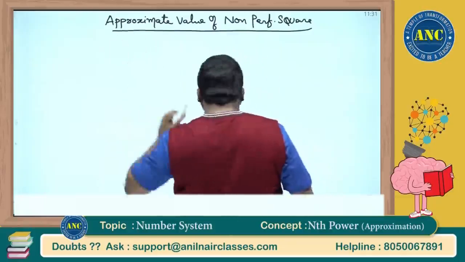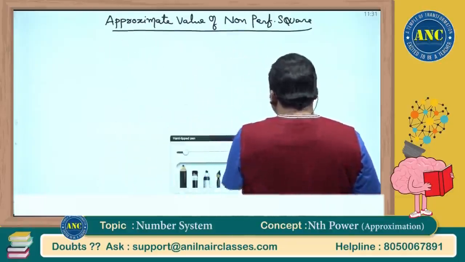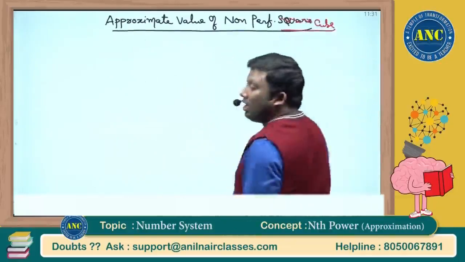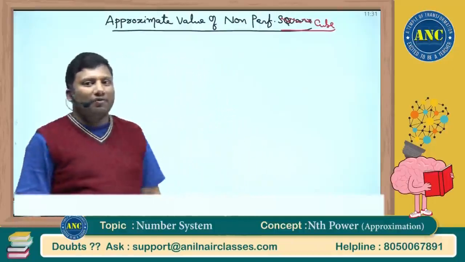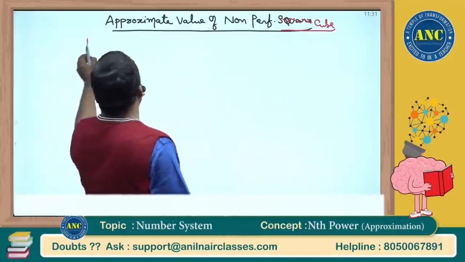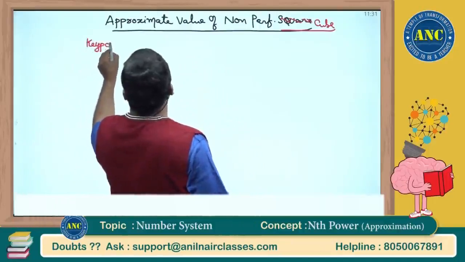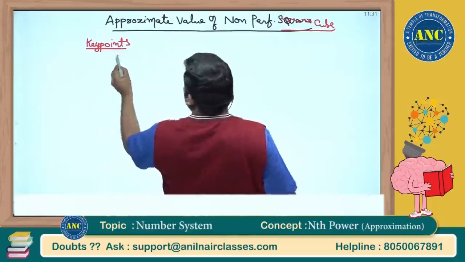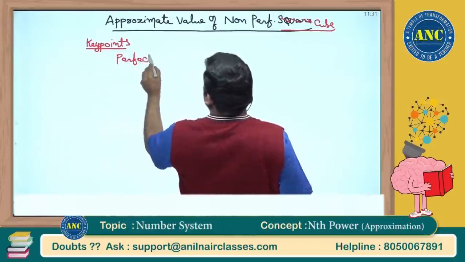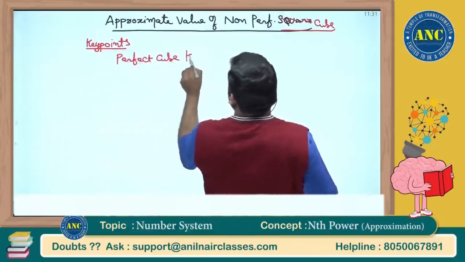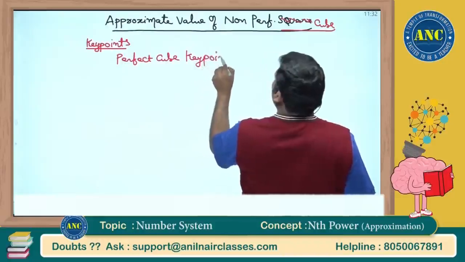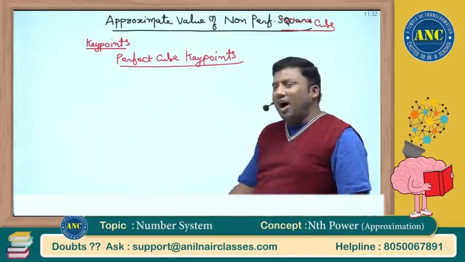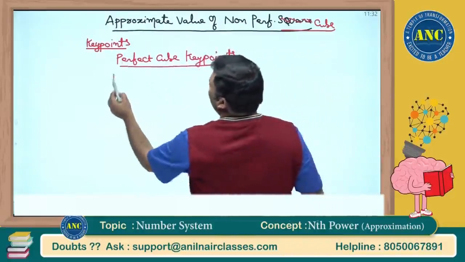The non-perfect square we already did. Let us do the non-perfect cube. How to find the approximate value of a non-perfect cube? First, some key points. See here, perfect cube key points. Then we will see when the numbers will not be perfect cubes. Now listen carefully. After 5 to 10 minutes, this concept will be very clear to you.